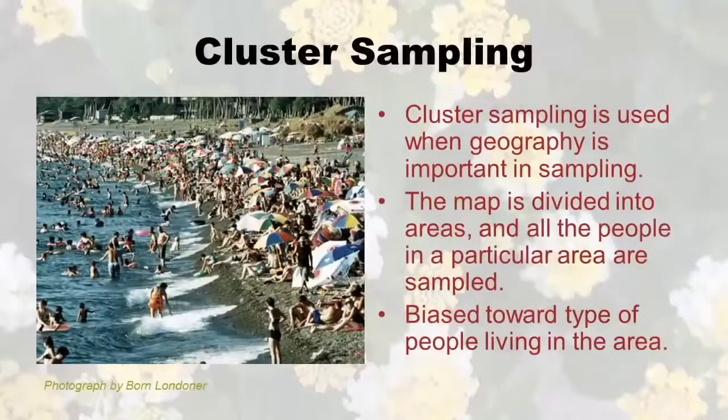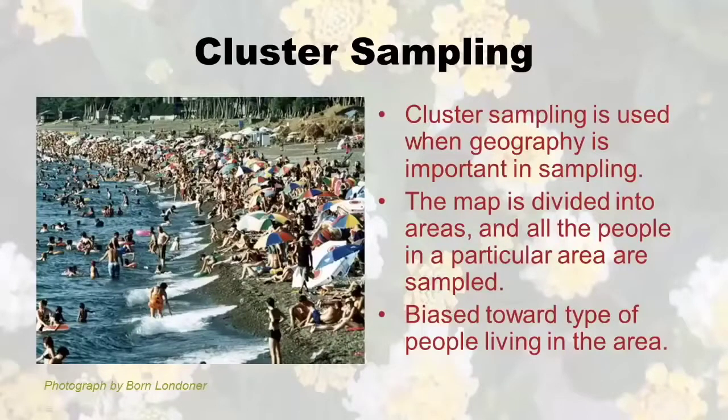So to wrap this up, cluster sampling is used when geography is important. If there is something geographically located in a certain spot and you can't move it, then you are kind of stuck doing cluster sampling. Briefly, the map around that area is divided into different sub areas, right? Not all the areas are picked, just a few are randomly picked. And then all of the people in that particular area are sampled.